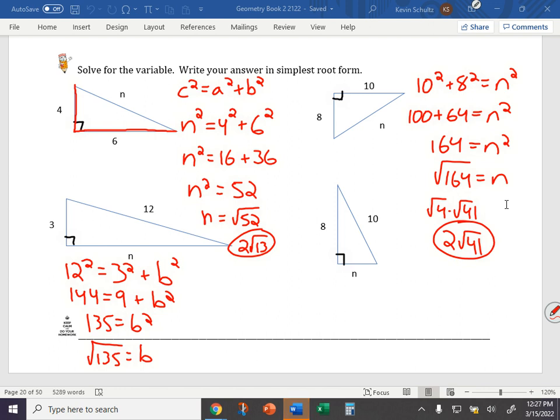How can root 135 be simplified? Caleb? Root 9 and root 15. Root 9 times root 15, which ultimately gives us 3 root 15 as an answer. Okay.